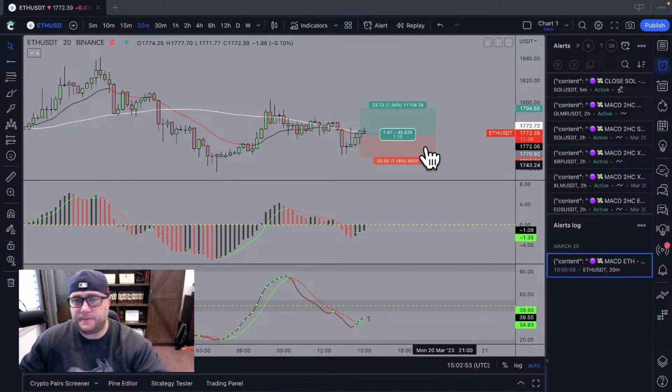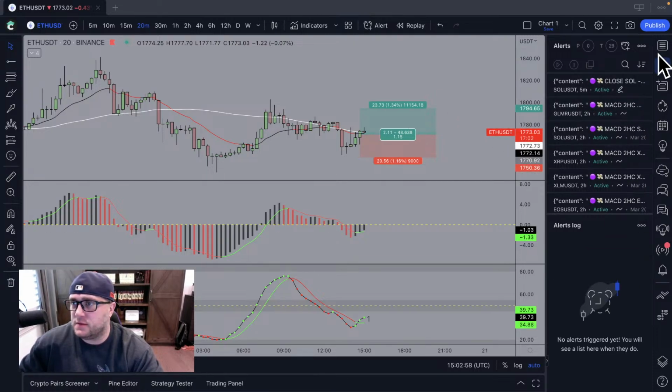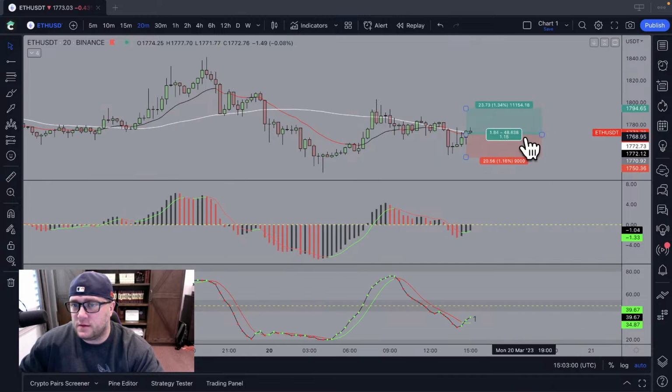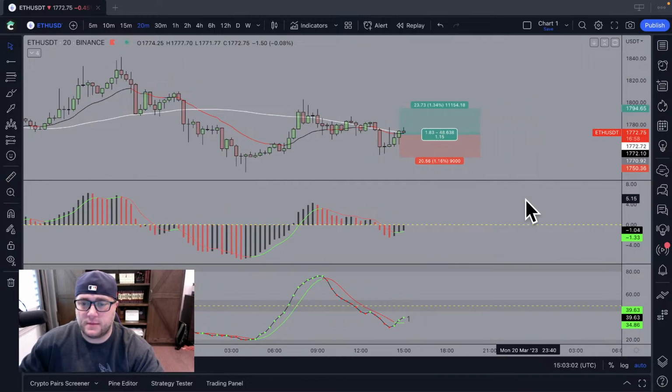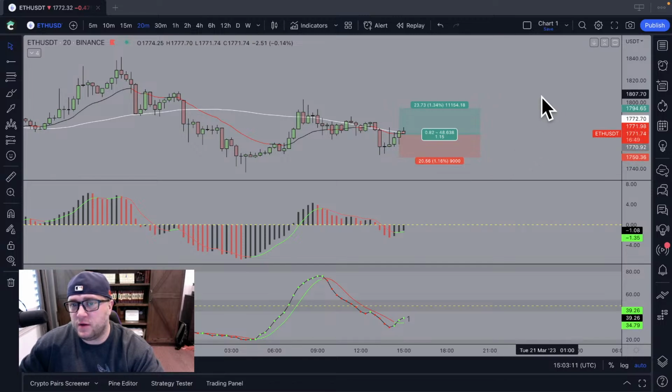Let's see. We'll watch it. If this closes red and we still have a breakout upwards, that'd be a good entry.